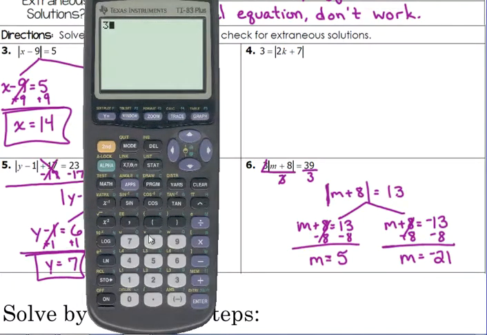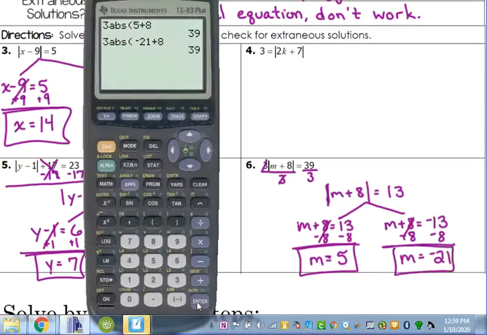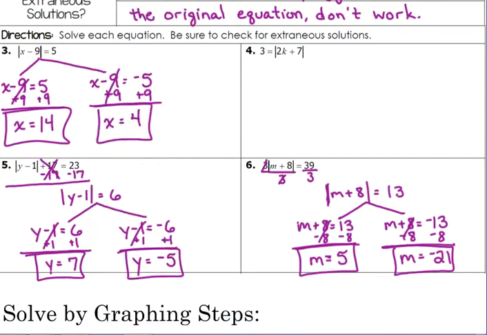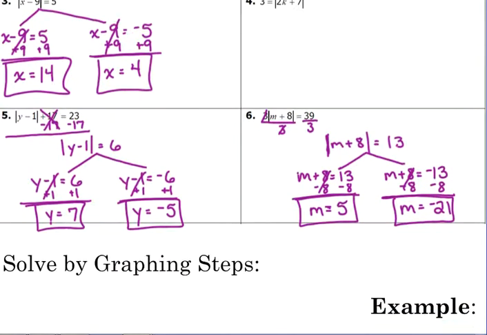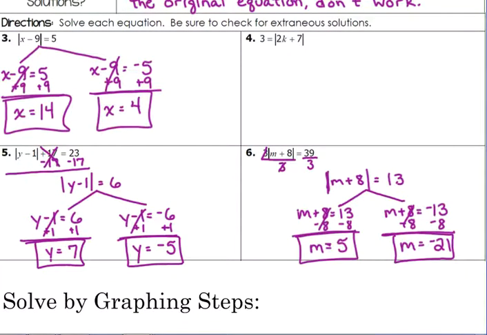Always check it. Go back to the original. So it's going to be 3 and then the absolute value of 5 plus 8. That gives us 39. Then 3, absolute value, negative 21 plus 8. That gets us 39. So both of those check out. We didn't run into an extraneous solution yet. That will come up on Monday, but for right now, all of our solutions have worked. Any questions about solving it algebraically before I show you solving it by graphing?